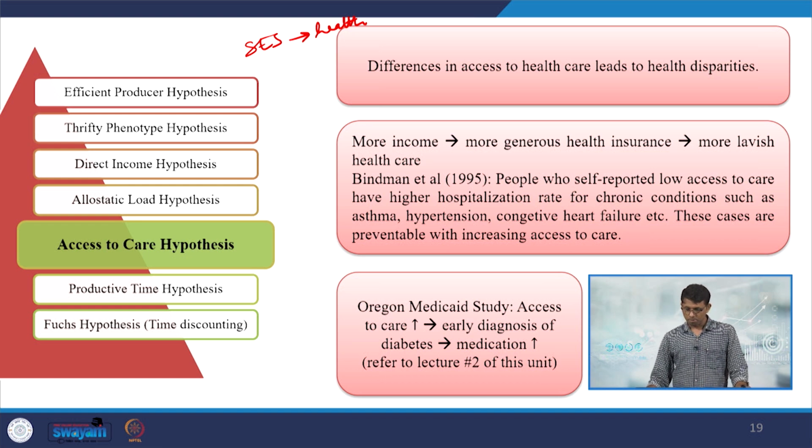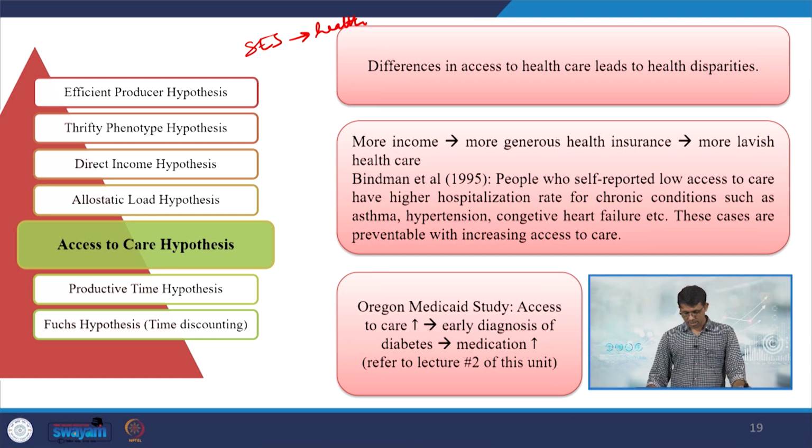More income, more generous health insurance lead to more lavish healthcare. Like we referred to the work of Wiedman et al. in 1995: people who self-reported low access to care have higher hospitalization rates for chronic conditions such as asthma, hypertension, congestive heart failure, etc. These cases are preventable with increased access to care.